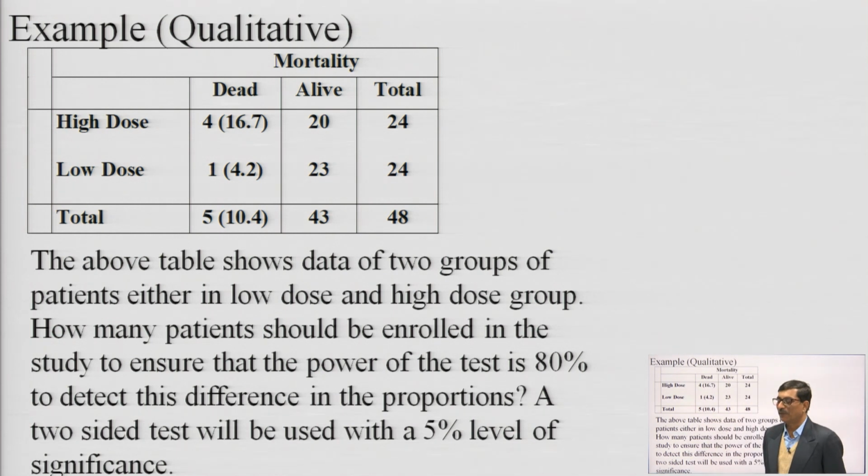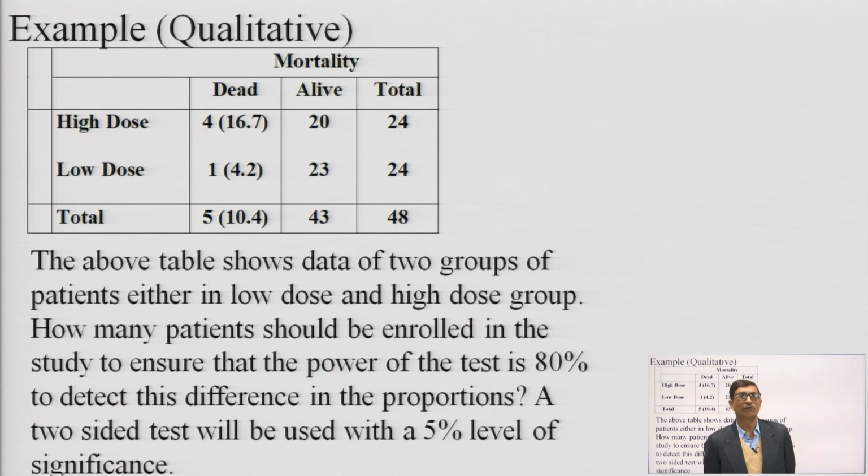So, in this example, we have 24 patients in the high dose group and 24 patients in the low dose group. In the high dose group, 4 patients died out of 24, while 20 were alive, and in the low dose group, 1 patient had died and 23 were alive out of 24. The total number of patients in this study is 48.